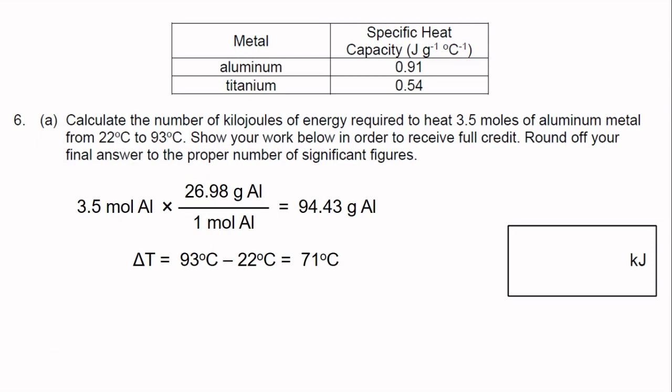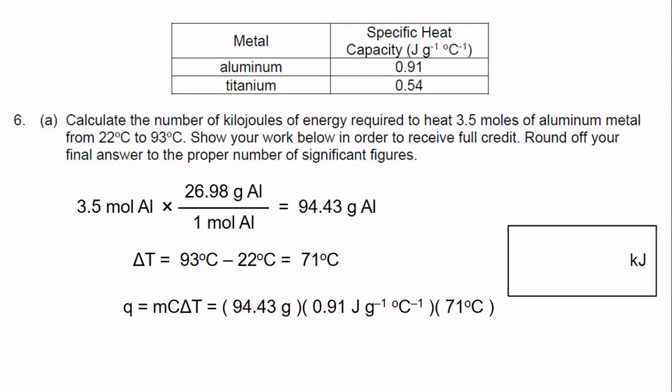Now let's go ahead and calculate heat. So mass times specific heat capacity times delta T. We get our answer in joules. We get 6,101 joules. Divide that number by 1,000, 6.101 kilojoules. Our limiting measurement is the temperature, so we'll round off our answer to two significant figures, 6.1 kilojoules of heat.